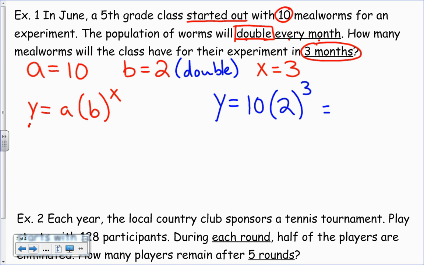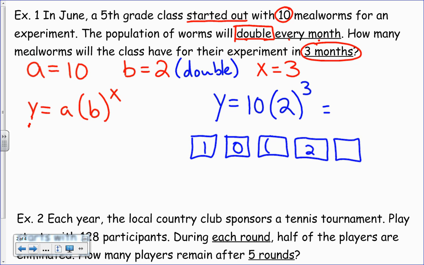And when you just type it in, okay? Now, when you type that in your calculator, to get the 3rd power, you'd hit 1, and you'd hit 0, and you can hit left parenthesis, and you'd hit 2, right parenthesis. To get the 3rd power, you got to hit this button right here, the caret button. It's right there above division. And then after you hit caret, obviously you'd hit 3 and then enter. Okay? And the result is 80. So you have 80 mealworms.